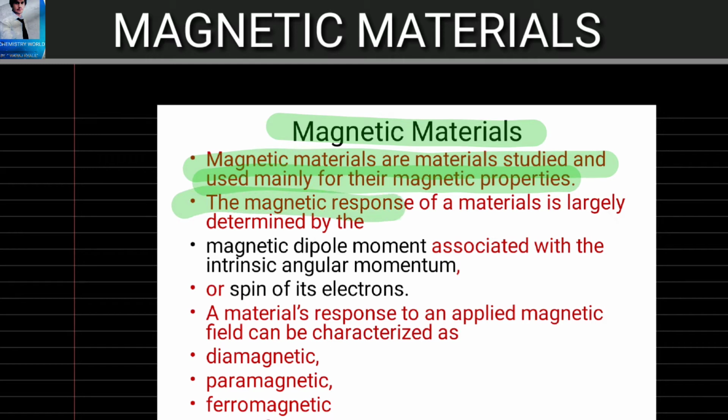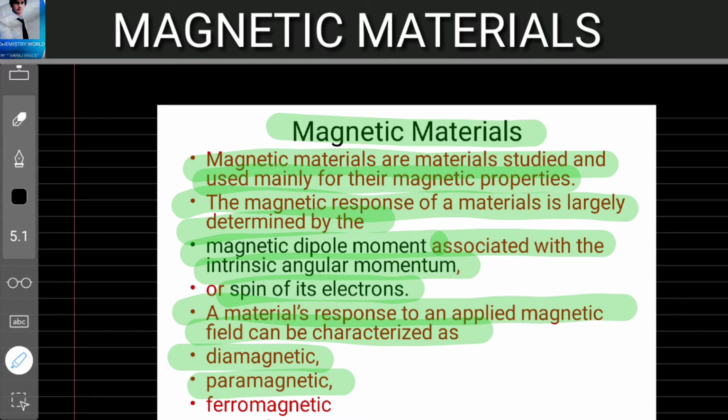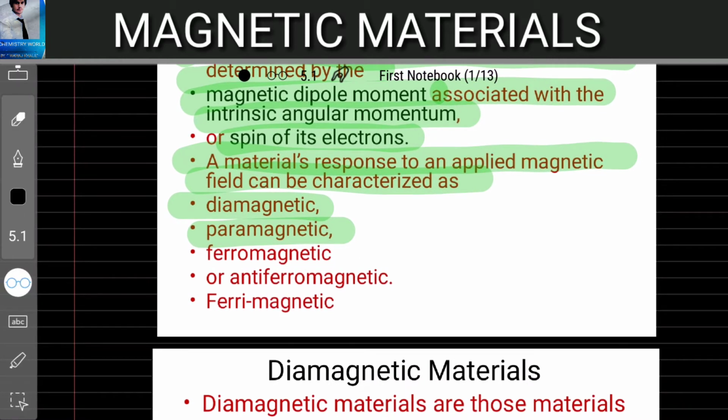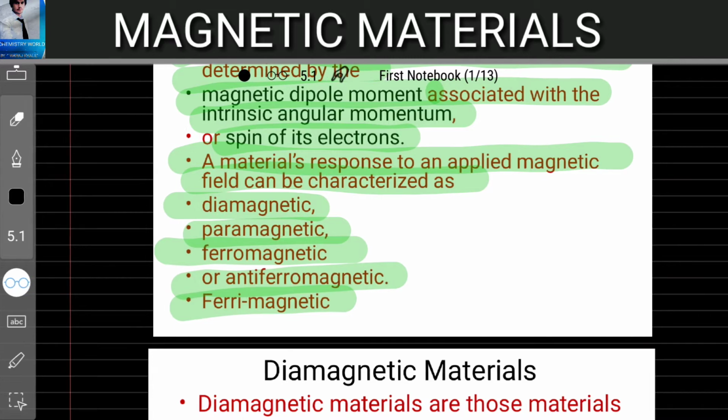The magnetic response of the material is largely determined by the magnetic dipole moment associated with the intrinsic angular momentum and spin of its electrons. A material's response to an applied magnetic field can be characterized as diamagnetic, paramagnetic, ferromagnetic, or antiferromagnetic and ferrimagnetic.